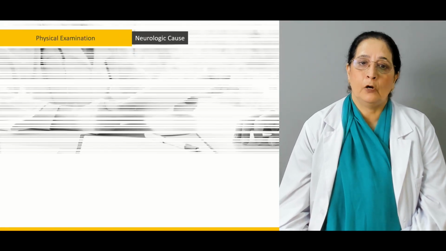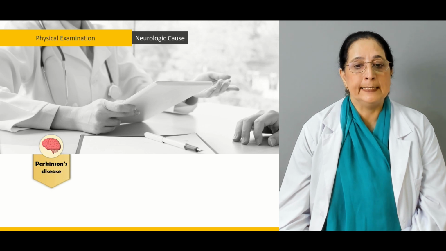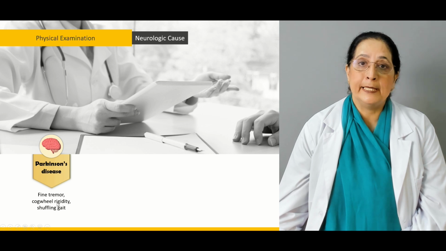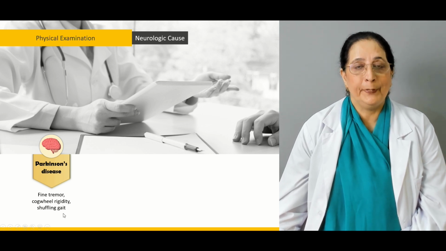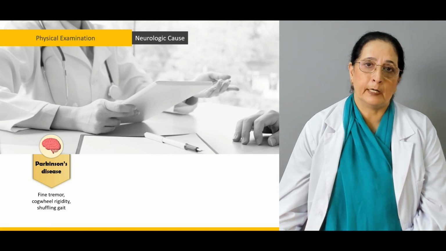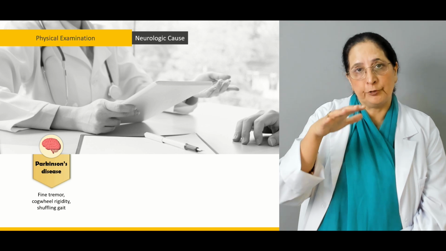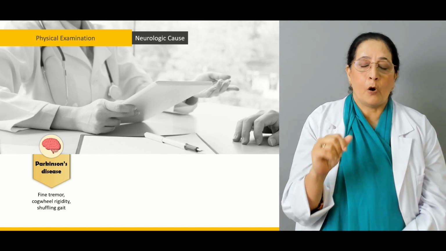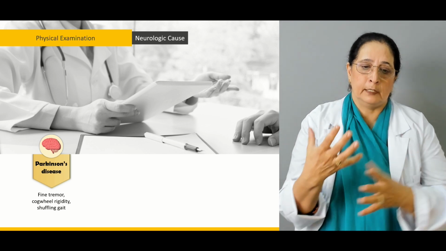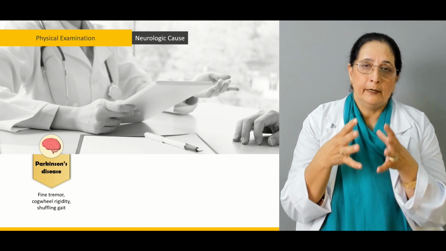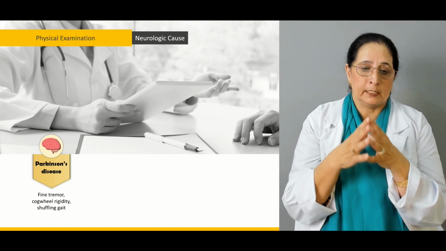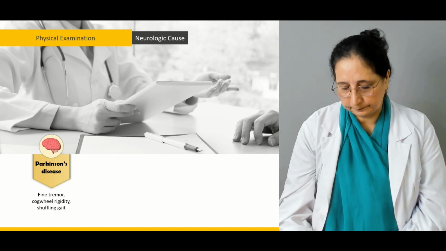Some neurologic causes, we have Parkinson's disease, where we have fine tremors, cogwheel rigidity, shuffling gait. Very characteristic of Parkinson's disease. There are fine tremors of the hand, cogwheel rigidity. If you try to bend the hand, there is cogwheel rigidity, also known as clasp knife rigidity, and there is shuffling gait.